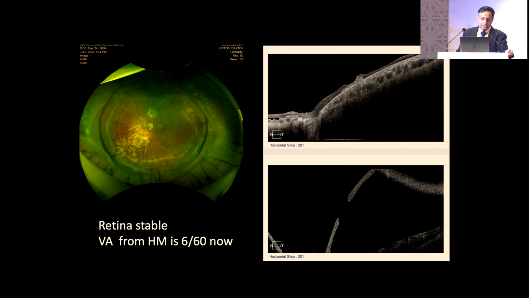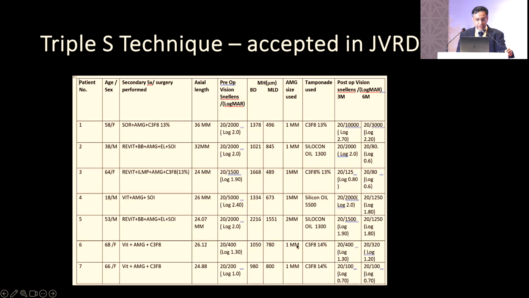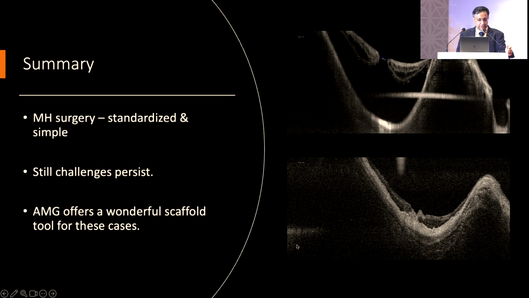And a beautiful result. You can see up is the post-op picture. The retina is stable. Vision has gone from hand movements to 6/60. And you can see how beautiful the OCT is on top with the closed macular hole with the graft. This is a technique we published along with our colleagues from Duke Eye Hospital in the US, the staining and sizing technique for human amniotic graft in refractory macular holes. This was published in JVRD recently, and these were the patients who were included. So I would encourage you to go through the full text of this article.